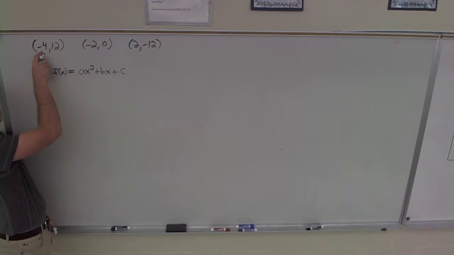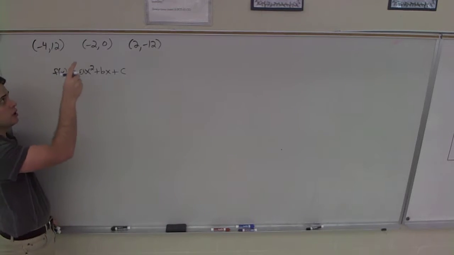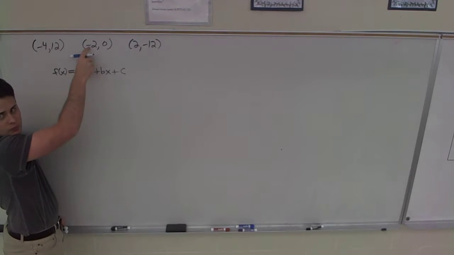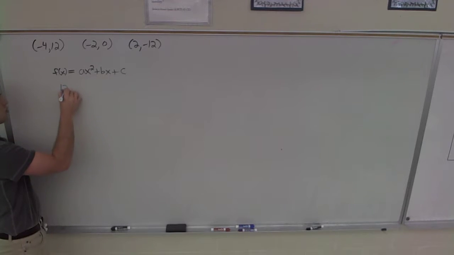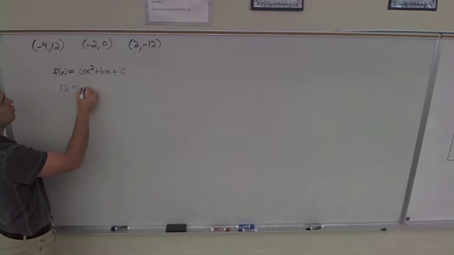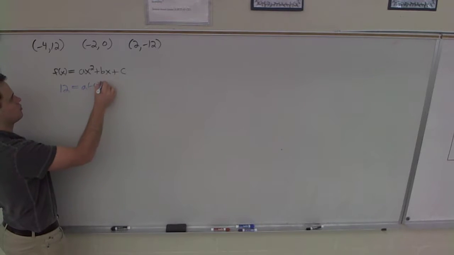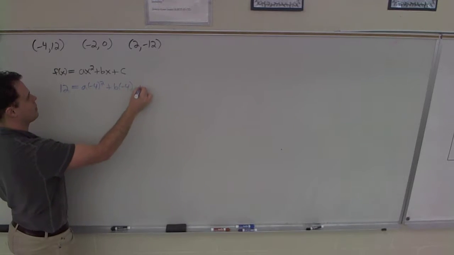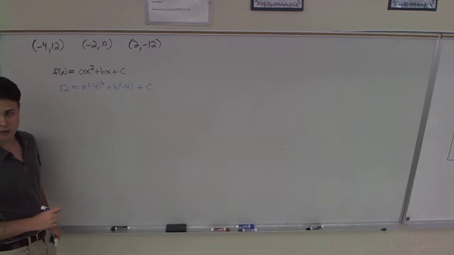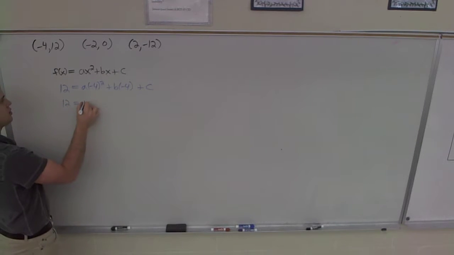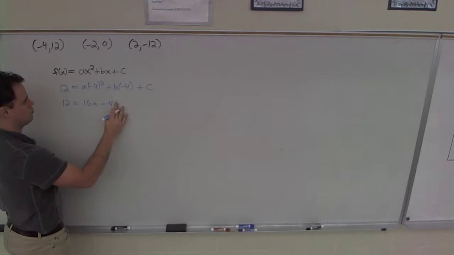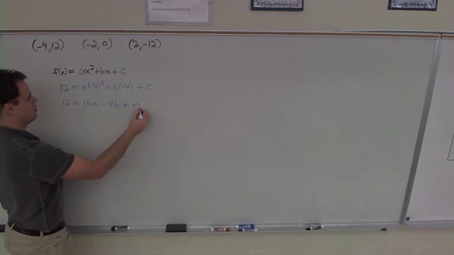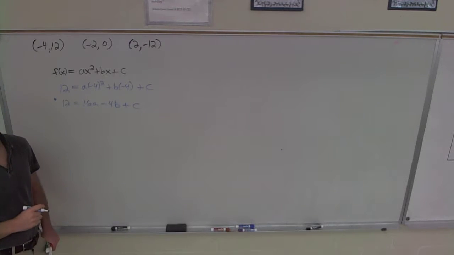When you plug -4 in, what do you get? 12. When you plug -2 in, what do you get? 0, and so on. So if I plug -4 in, I'm supposed to get 12, right? So plugging -4 in. And that's kind of ugly, so I'm going to simplify it. So I get 12 equals 16, positive 16, and then minus 4b plus c. That's one equation with 3 unknowns in it.